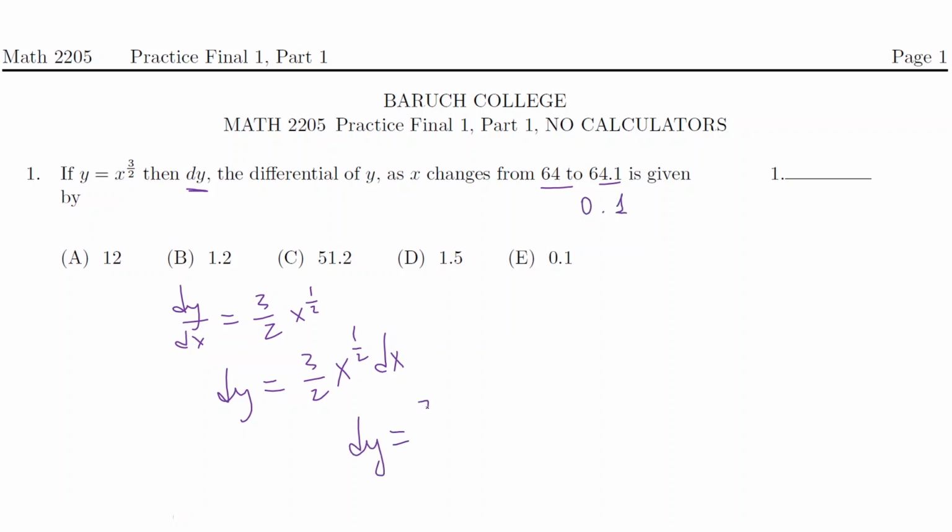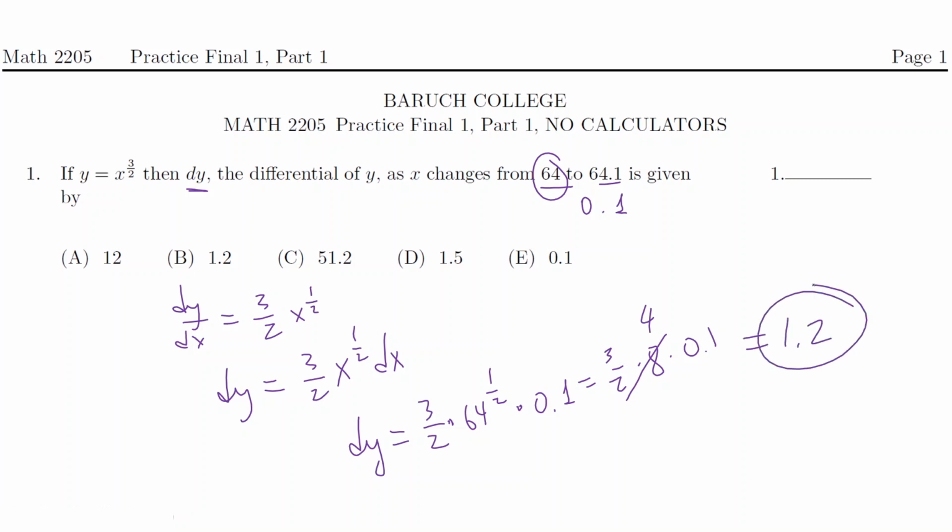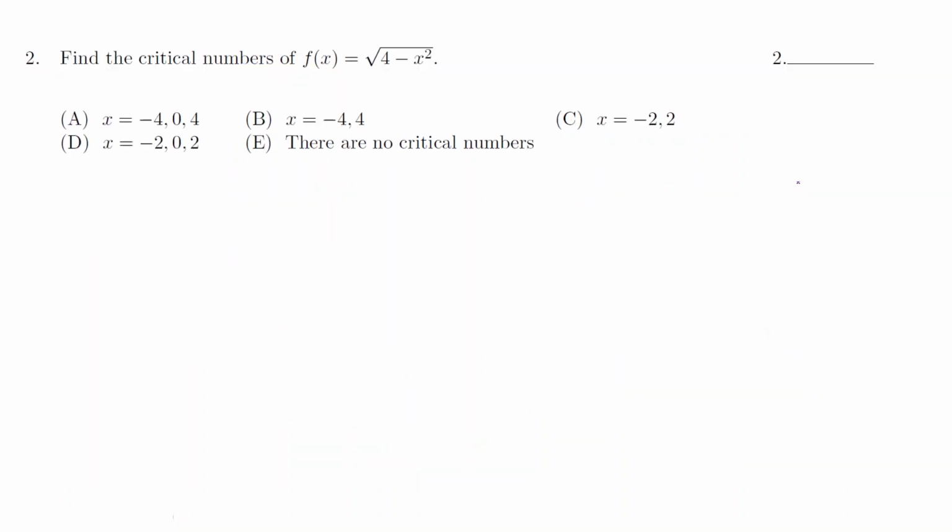So dy is equal to 3/2, x is 64, so 64 to 1/2 multiplied by 0.1. So that's equal to 3/2 times 8 times 0.1. We can cancel this. This is just 4. So 3 times 4 times 0.1 is 1.2. It is B.